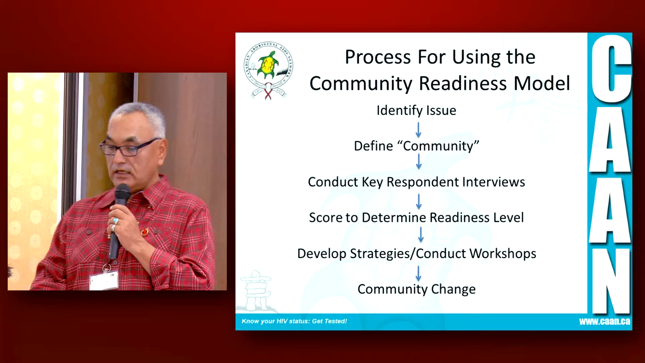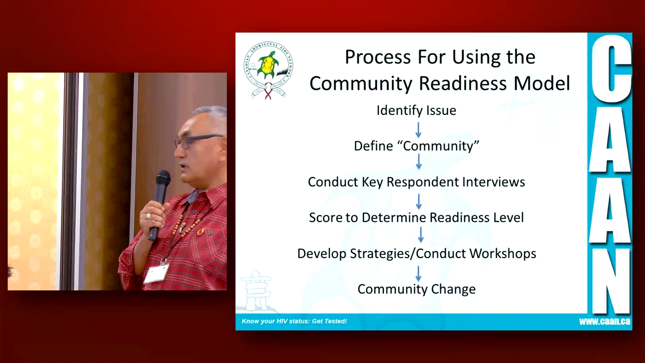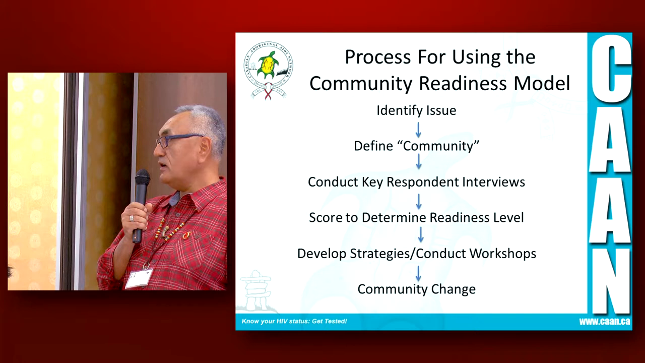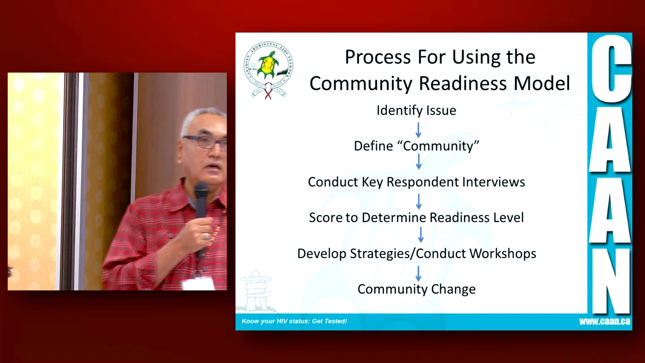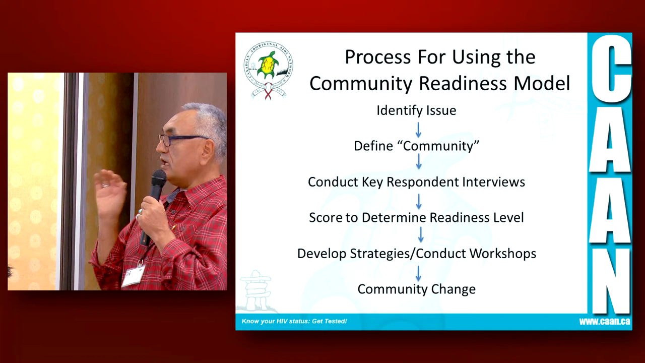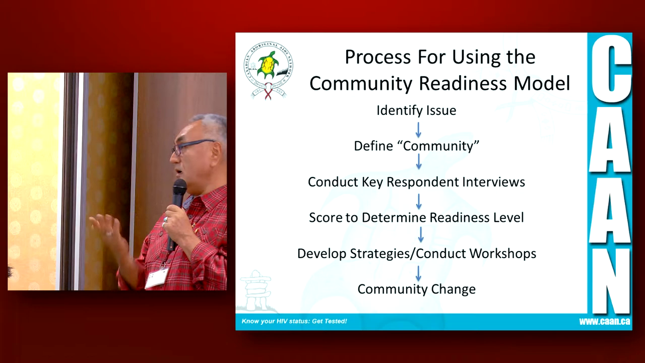Step five is about developing strategies and conducting workshops. And depending on what the score is of where the community is at in terms of the model, we work closely and we provide support to the community in developing action plans based on where they're at. For example, if a community scores, say, one, if they're at stage one of readiness, which is no awareness at all of HIV and AIDS, there are a number of interventions and strategies that we would introduce with them and help them prepare an action plan. And it could be as simple as doing basic facts of HIV AIDS workshops.